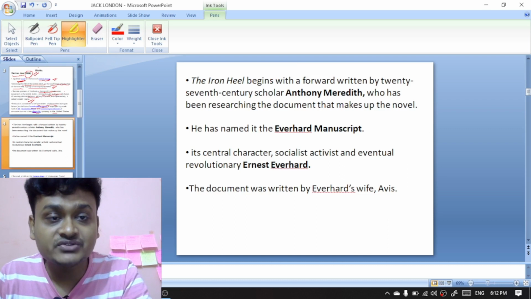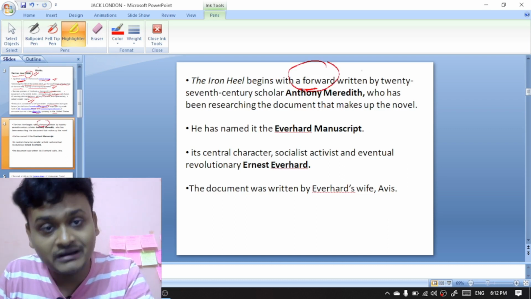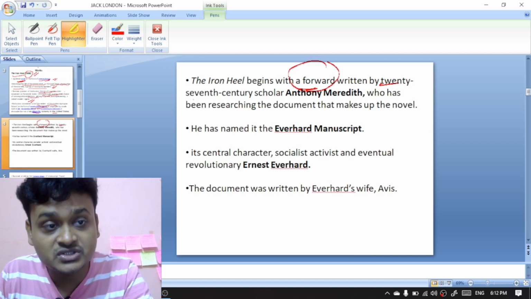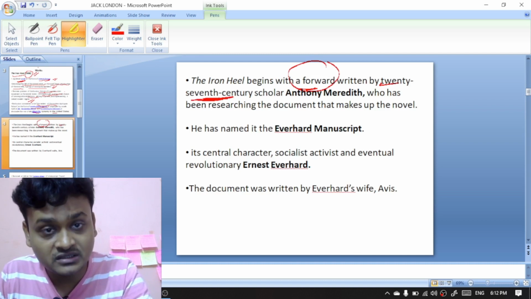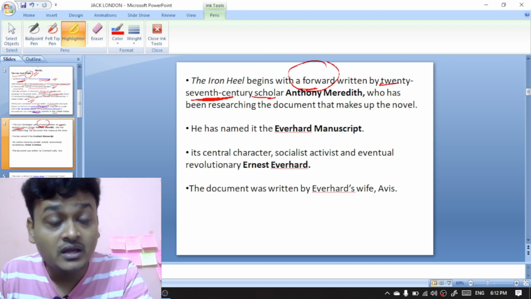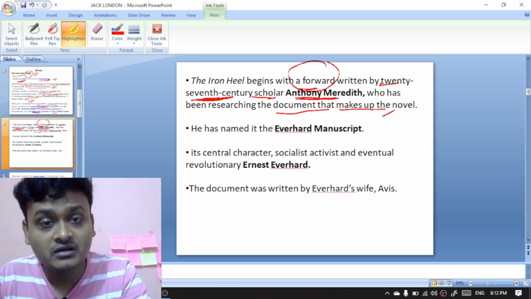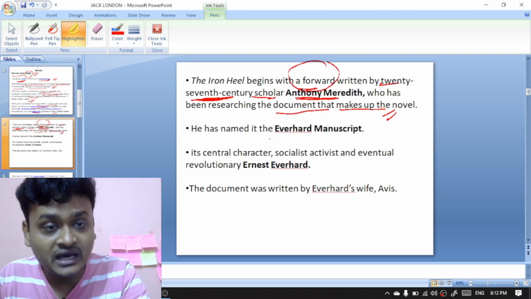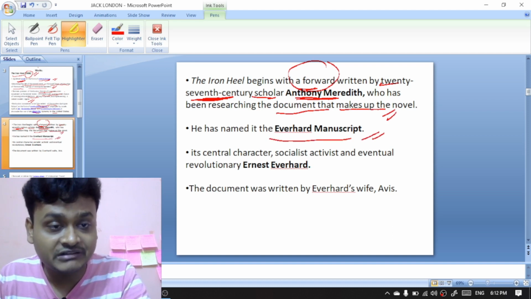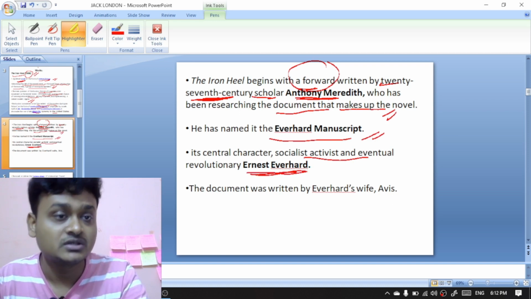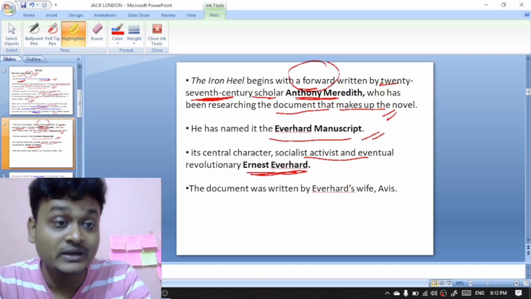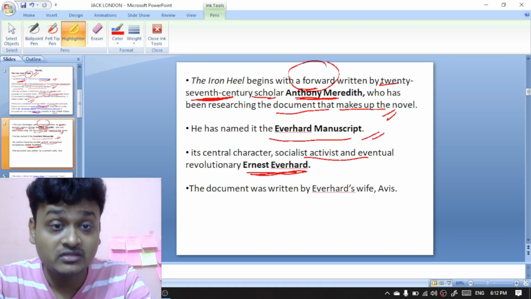The Iron Heel begins with a foreword, a letter written by a 27th century scholar named Anthony Meredith. That's why it's a dystopian novel in a futuristic setting. He has been researching the document that makes up the novel.